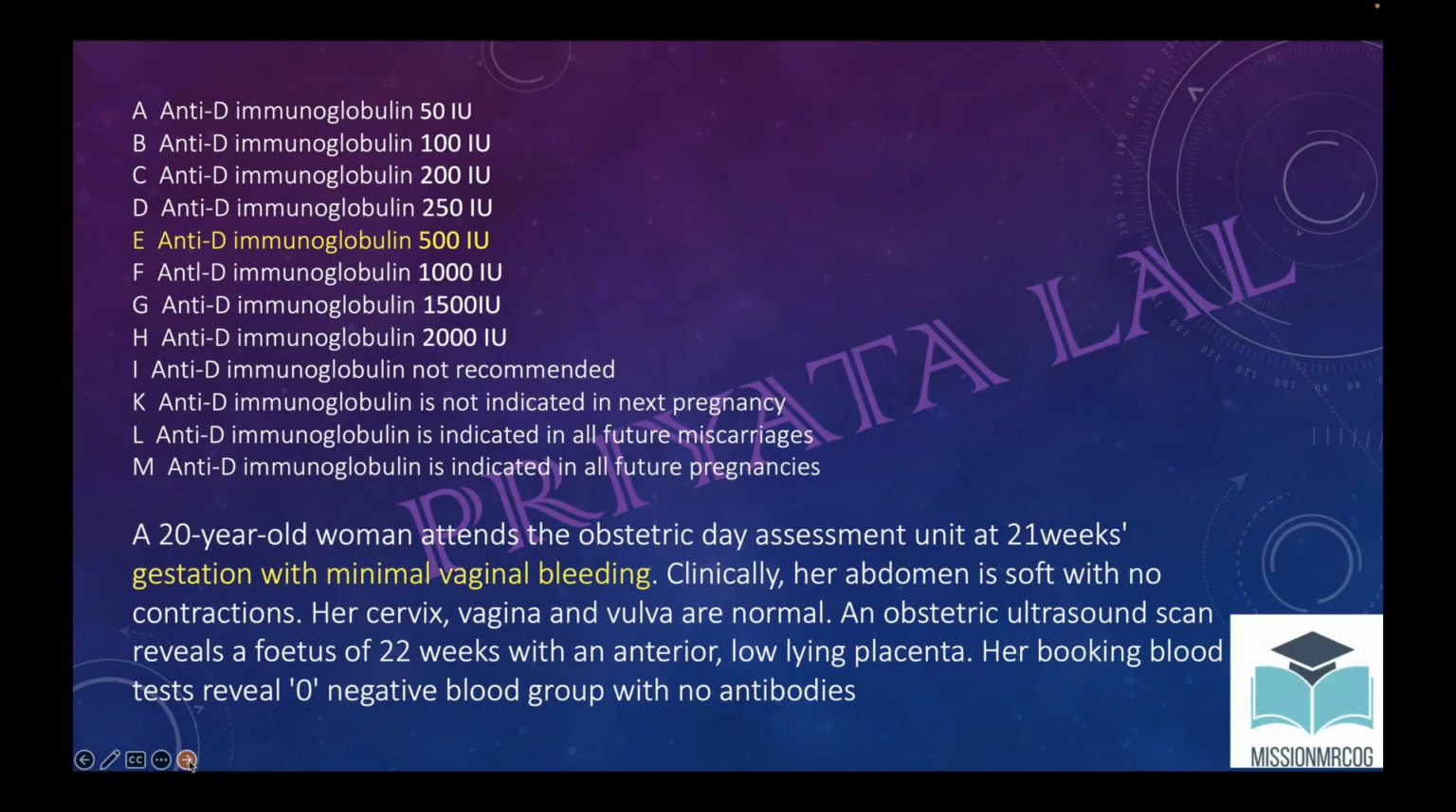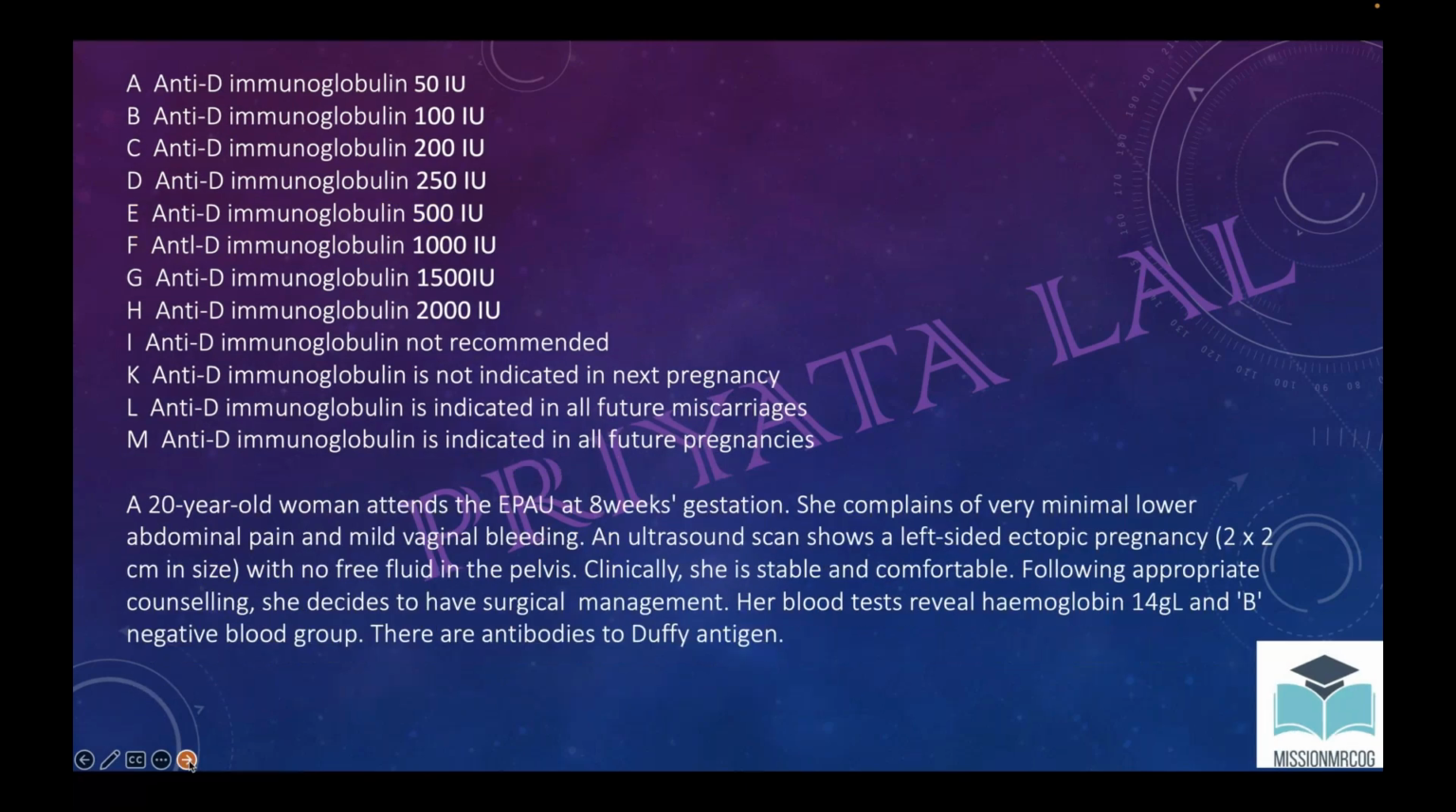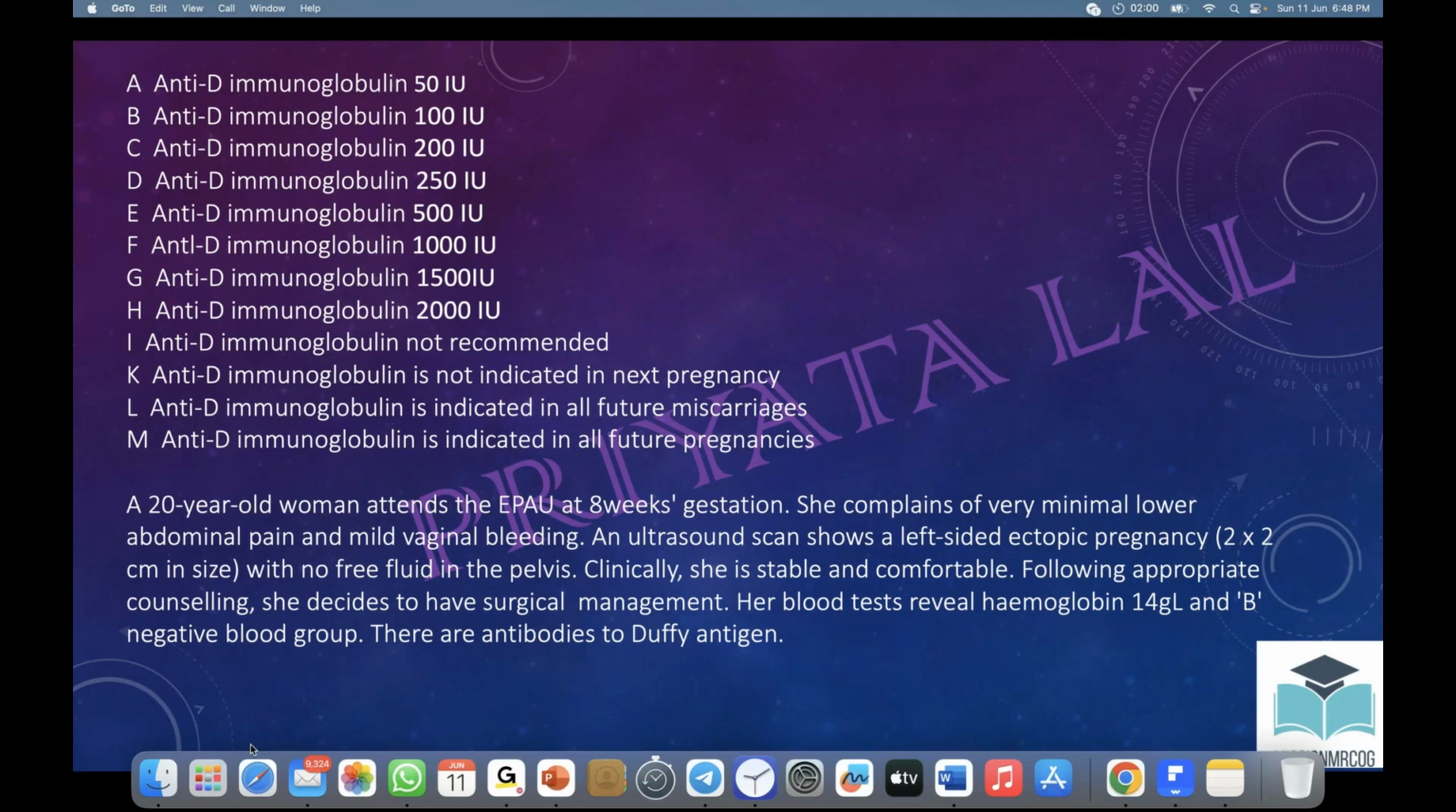A 20-year-old woman attended the APU at 8 weeks, complains of mild pain, mild bleeding, scan shows left ectopic pregnancy, no free fluid, she's stable, fine, appropriate, she goes for surgical management. So what to be done? Anti-D, ma'am. 250 units, yes. So less than 20 weeks, 250 is the answer.